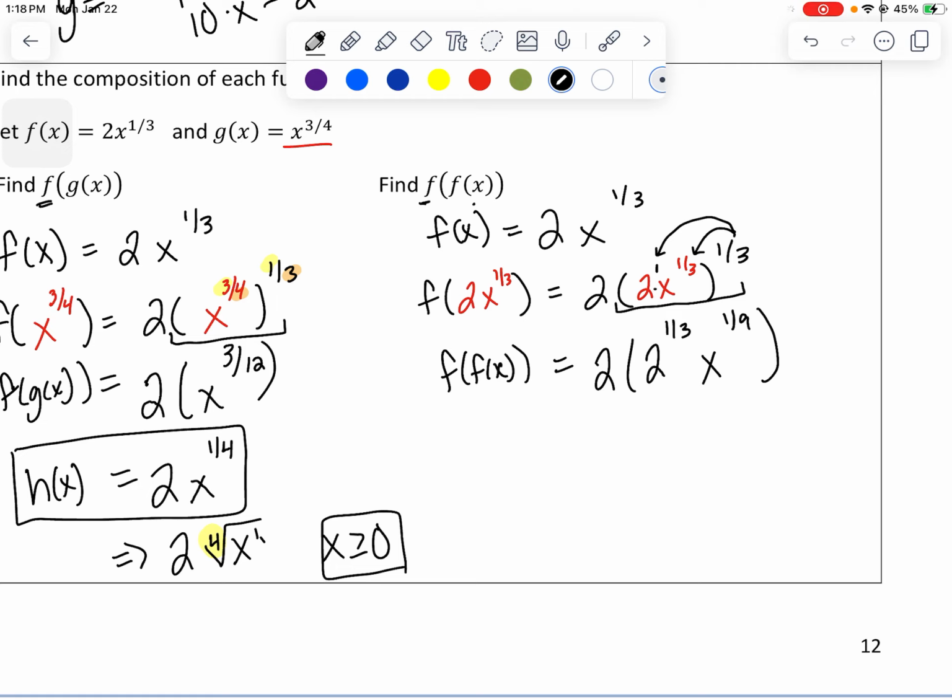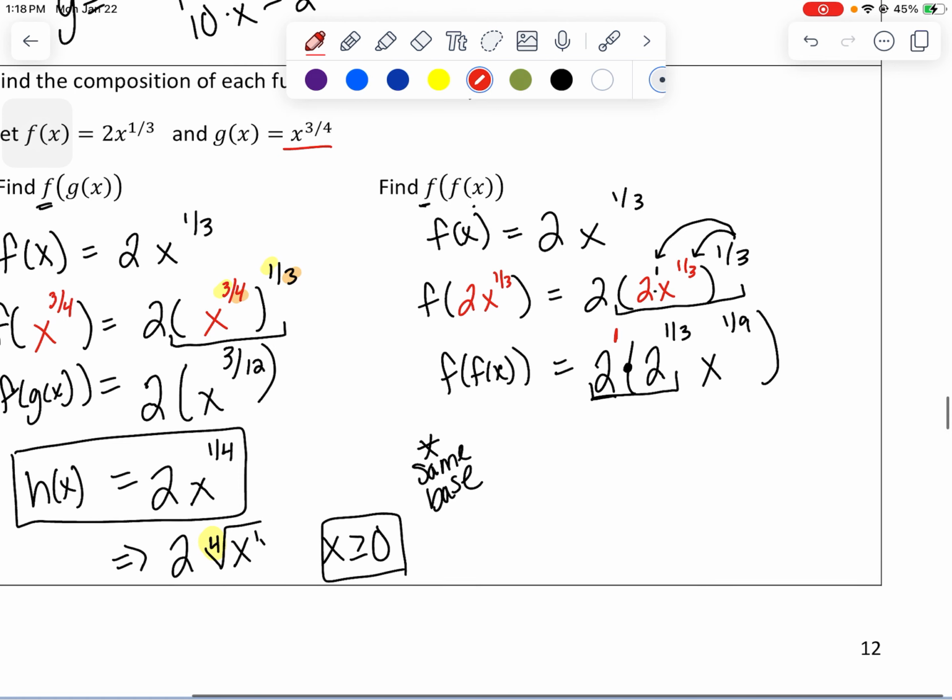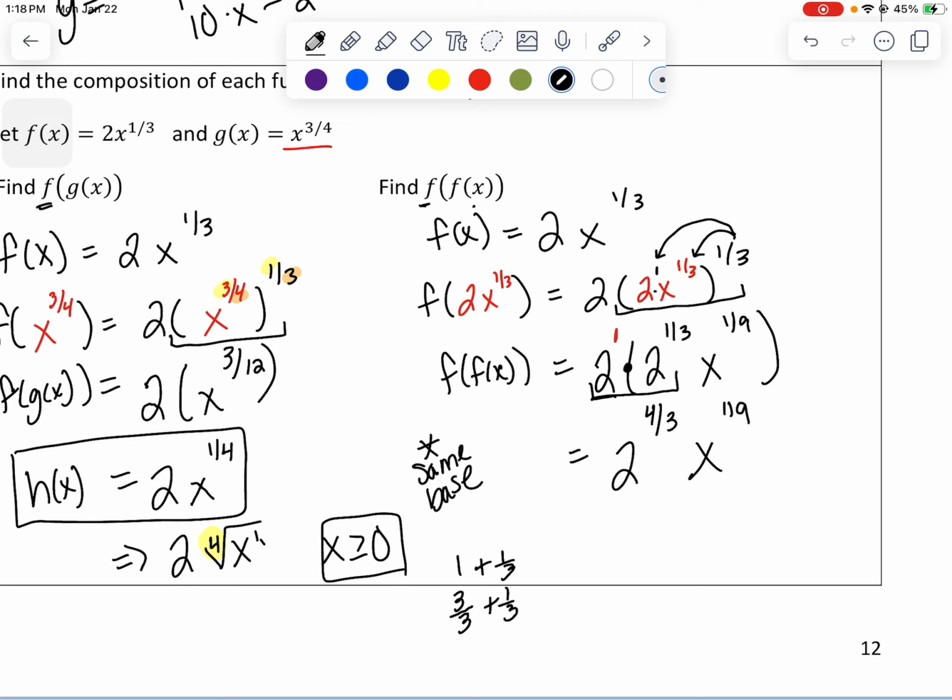So multiplying exponents there. Then I'm multiplying here, so I end up with a 2 times a 2 to the 1/3. These have the same base, and so I can apply my exponent rules. With the same base, you add exponents. So remember again, that's 2 to the first power times 2 to the 1/3 power. So we're going to be adding 1 plus 1/3. And for 1 plus 1/3, you want a common denominator, so 3/3 plus 1/3 is going to be 2 to the 4/3, then x to the 1/9. So you can leave your answer like that, or you can change it back to radical notation.